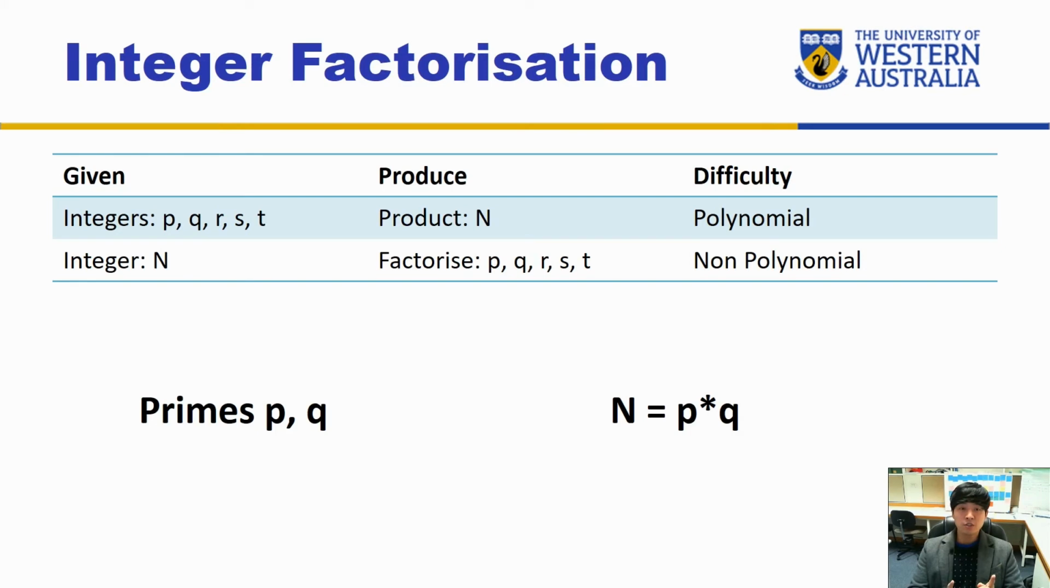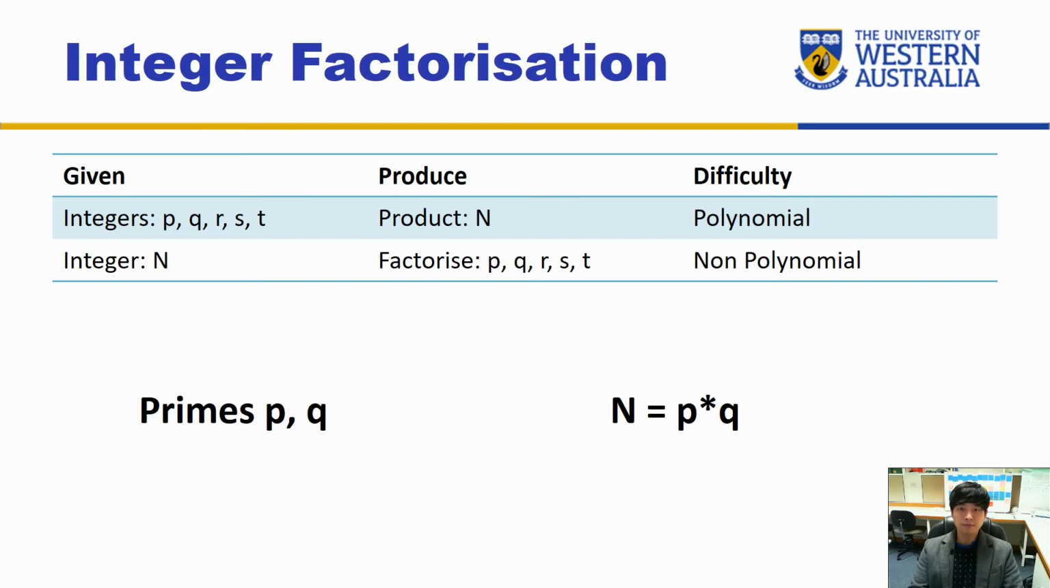Doing the multiplication is polynomial time. So that's quite straightforward. We can do this reasonably quickly, in practical time. However, if you're given n and you want to produce the values p, q, r, s, t, or any subset of those, there is no specific method that allows you to quickly factorize this, right? So the difficulty of doing this backwards is non-polynomial, which means it's going to take much more effort and time for you to get those factors.